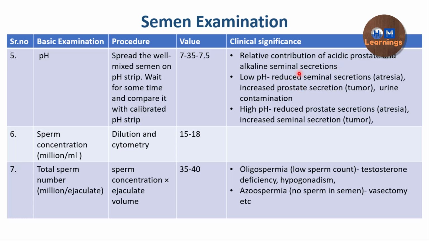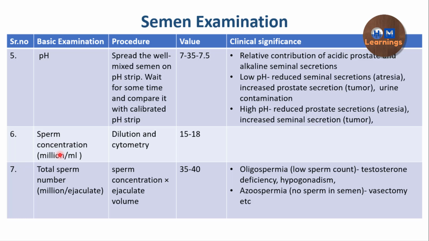So if there is an increase in prostate gland secretion, there will be low pH. And if there is a decrease in seminal secretions, again there will be low pH. Or in the case of urine contamination also, there will be low pH. Vice versa happens in the case of high pH.